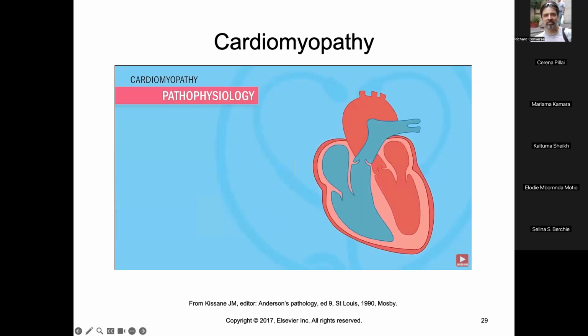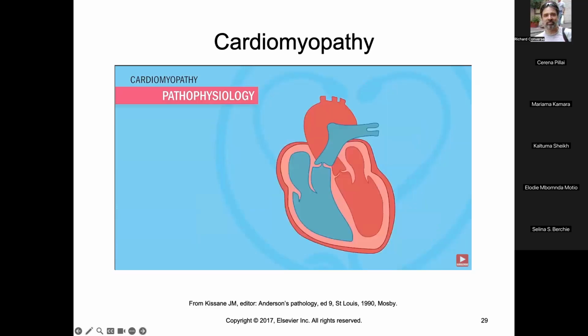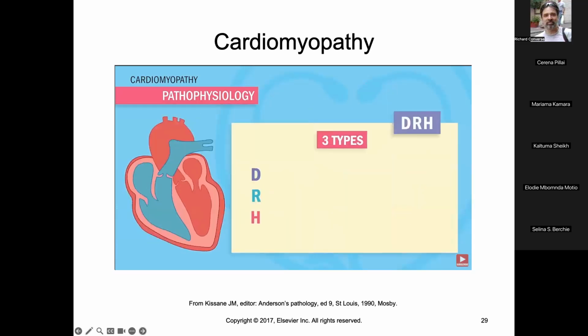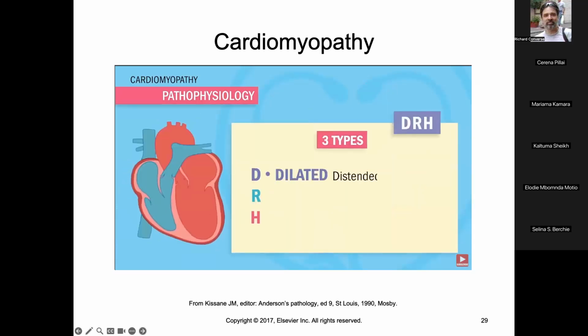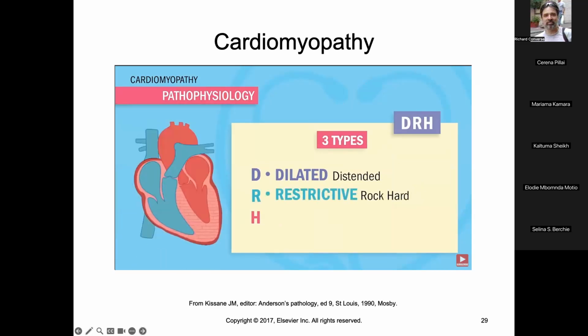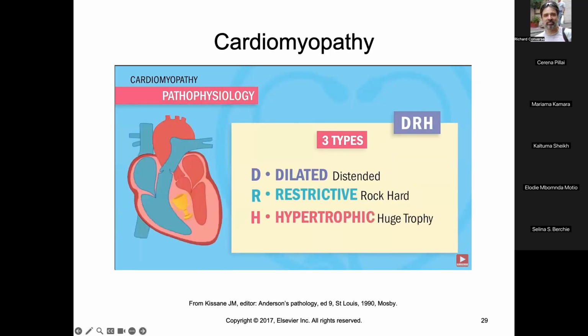So again, we're going to review these one by one, but just a little overview. D is for our dilated, distended cardiomyopathy. This is where the ventricles sort of balloon out and have very thin muscle walls, as you can see right here. Next is our restrictive, rock-hard cardiomyopathy. The ventricles get super stiff like a brick wall and technically don't pump correctly. And H is for our hypertrophic cardiomyopathy, where the ventricles do the exact opposite. They beef up and get really thick and hard like a big, huge trophy.